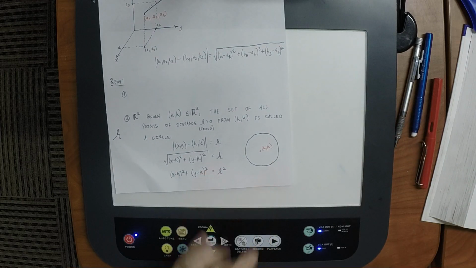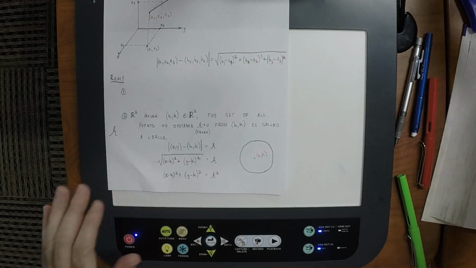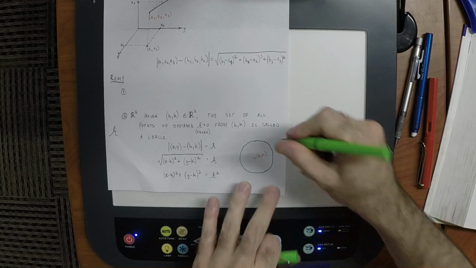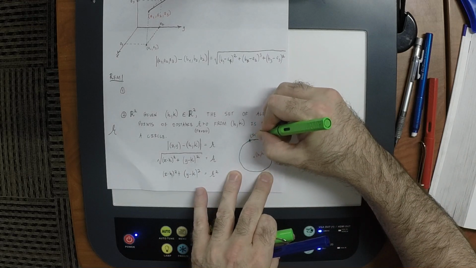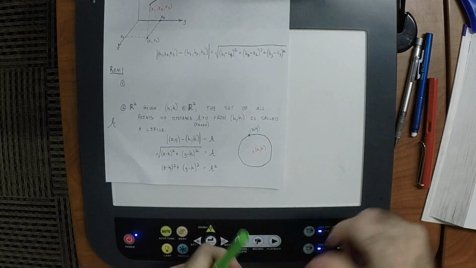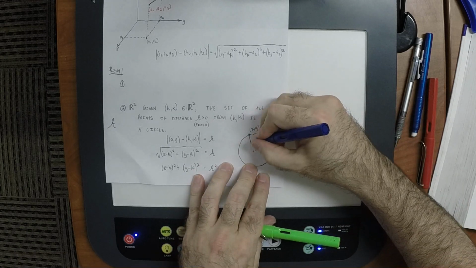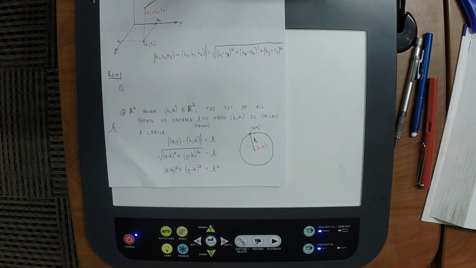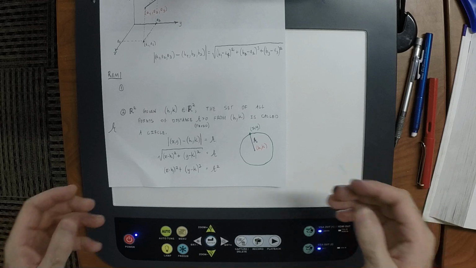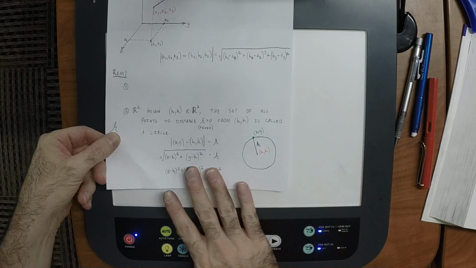And that's my best effort. So all such points, x, y, on the circle, what we're saying is that this length has to be r. Okay, good. So now, let's do an exercise. Any question about the statement?